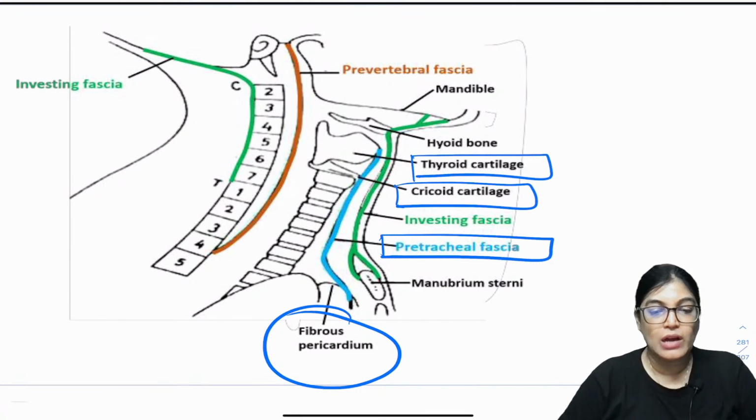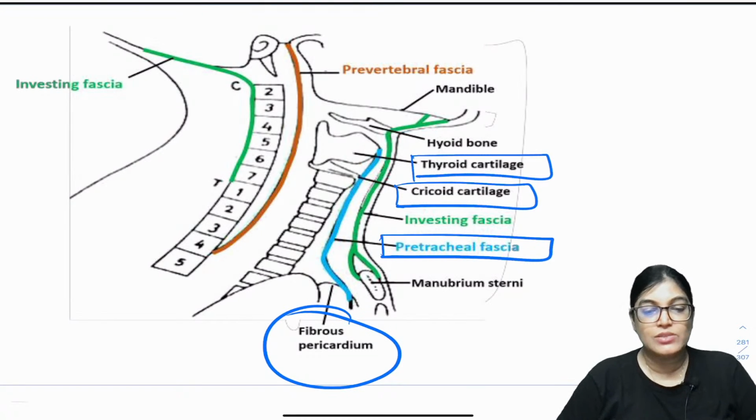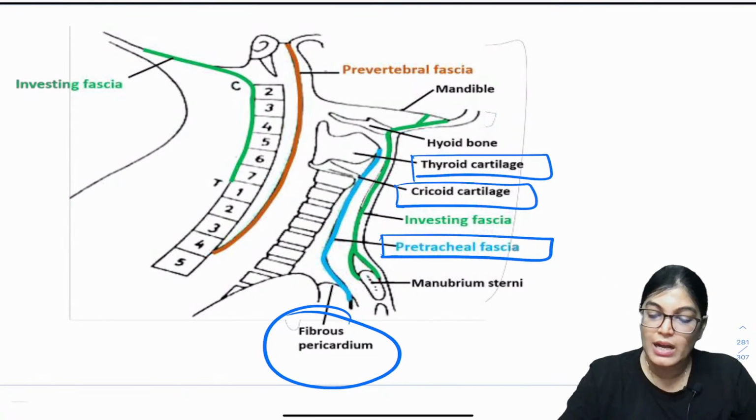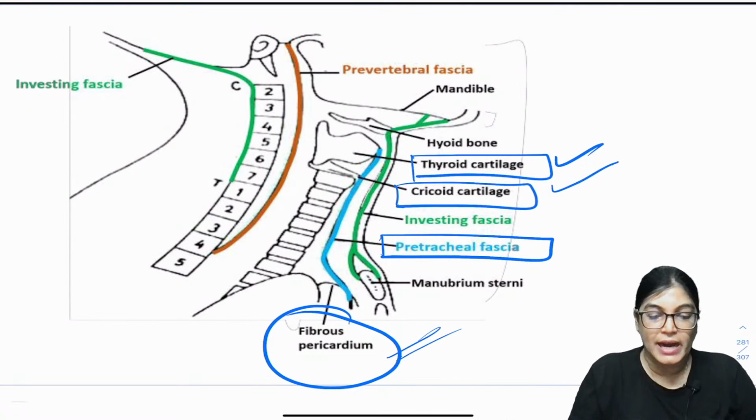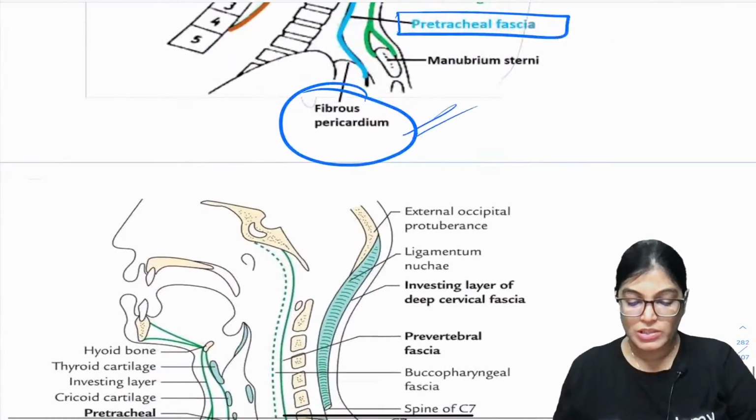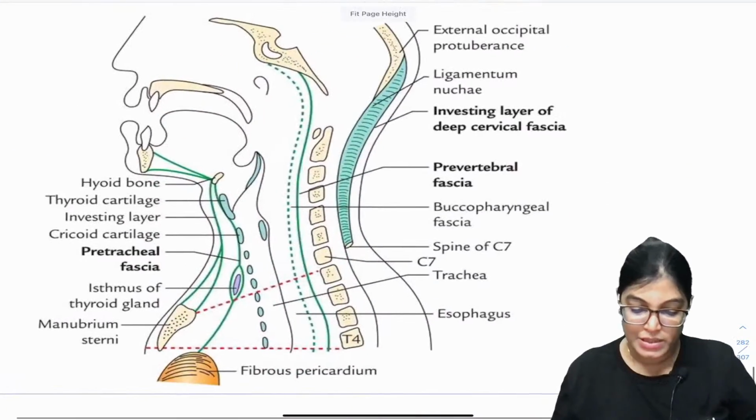So, from above to downward, when traced above, it is attached to the hyoid bone and it also forms attachment to the thyroid and cricoid cartilage. Lower down, it attaches to the fibrous pericardium. So this is about horizontal and vertical tracing. Let me show you in this diagram.